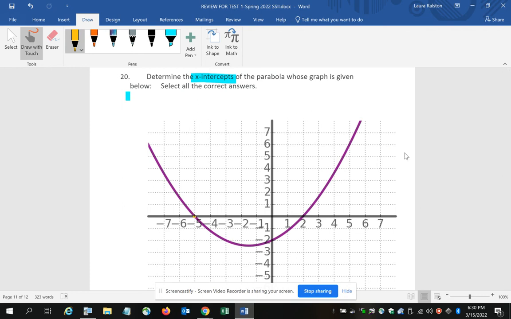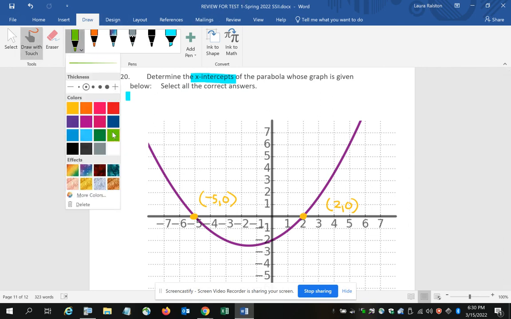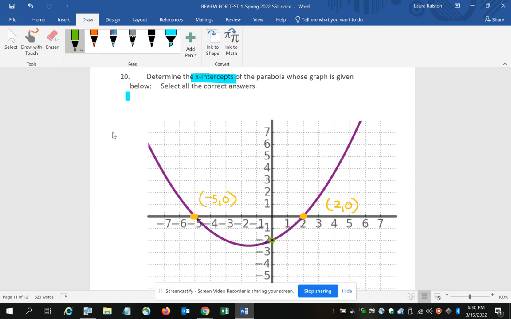So visually it looks like I cross at the point (-5, 0), and I cross again at the point (2, 0). Now, just be careful, because you may say, well, Miss Ross, we cross at another point. But this point here, remember, is your y-intercept, because it's crossing the y-axis, and that point would be (0, -2). But the question doesn't ask for the y-intercept. It just asks for the x-intercept. Okay, so be careful when you are reading the questions.